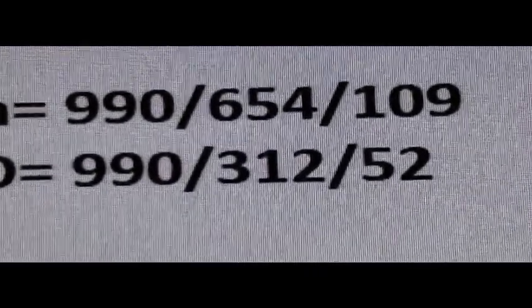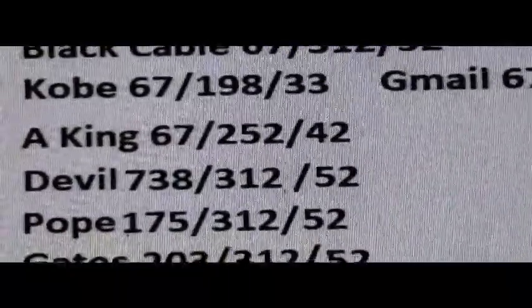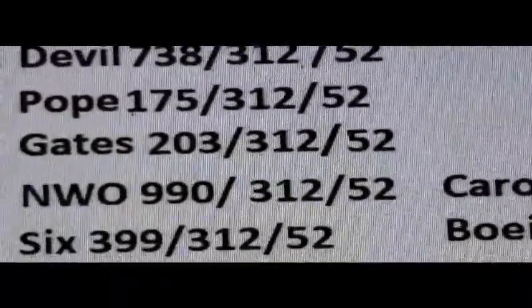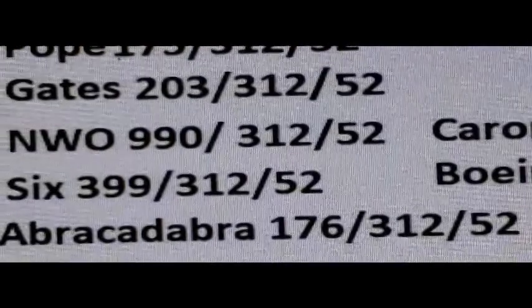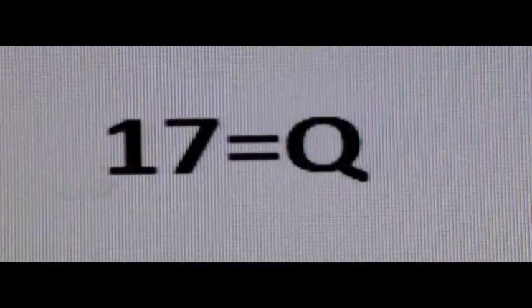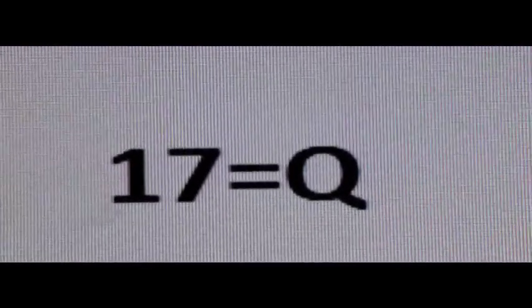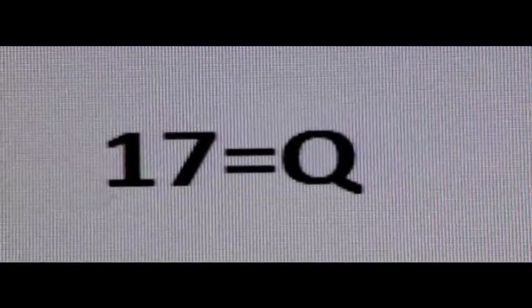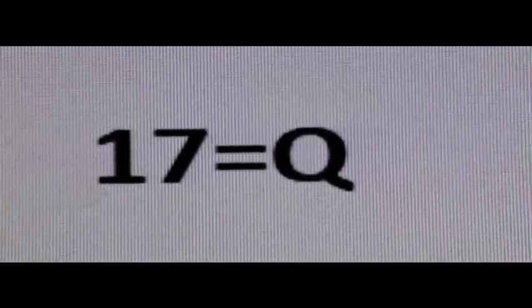And NWO, also the symbol gematria is 52, the number. And 52 equals black cable, devil, pope, gates, NWO, 6, abracadabra, corona, and number 17 equals Q. So you know how they're always talking about the plan. Now the Bible plays into a lot of what is going on right now. It all is coded. Everything is coded.